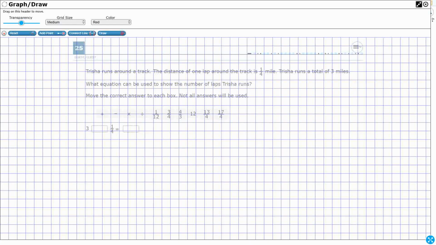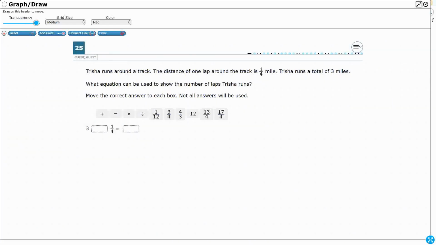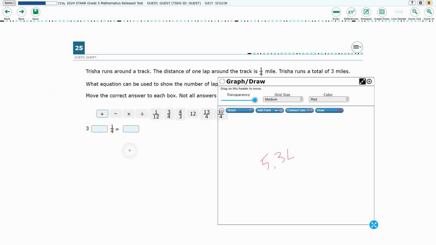For number 25, we are looking at dividing whole numbers and unit fractions. This is standard 5.3L. And we've got a drag and drop here. So we've got two different spaces that we need to fill in. And if we look here, we'll notice that the operations can be filled in any location, and the fractions can be filled in any location. So we're not restricted as to where we're going to use them, though it would make sense that we're going to use an operation between the 3 and the 1/4.